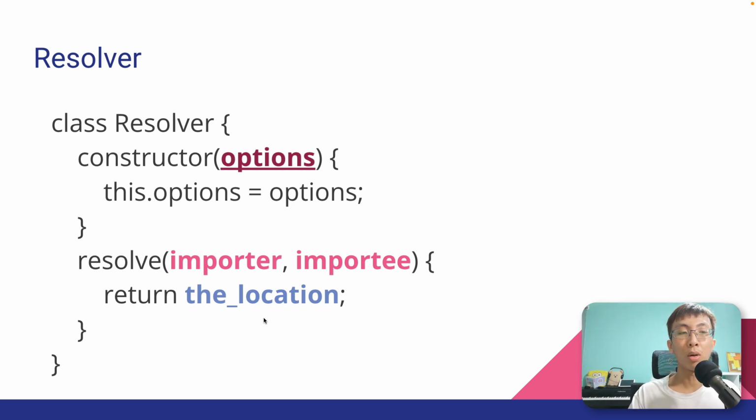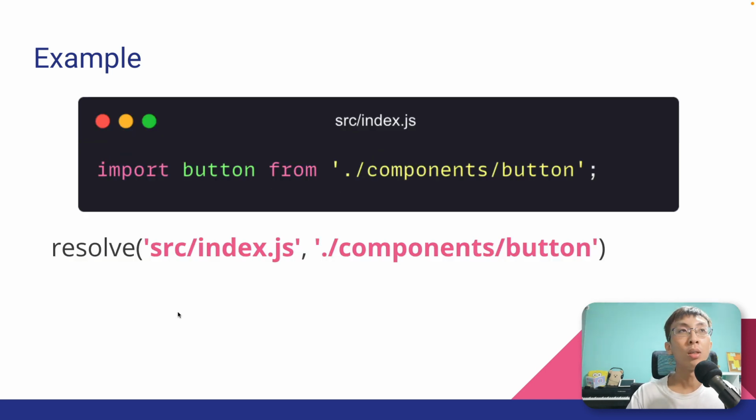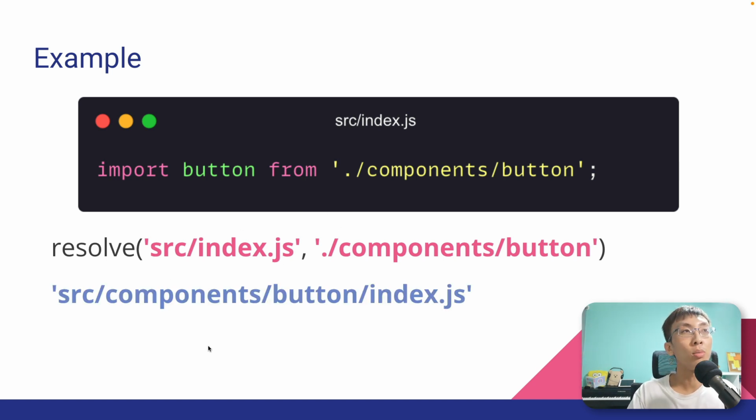So one last thing that I want to talk about before we end this video, and I think it's easier to illustrate through an example. So take a look at this example over here. We are trying to import a button from components button. To resolve components button and figure out where it is, we'll call a resolve function. We pass in the current location, the current file, and then the importee. Importer is source index and importee is components button. And so this resolves to a new location, which is source components button index.js.